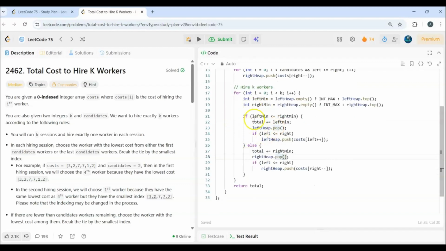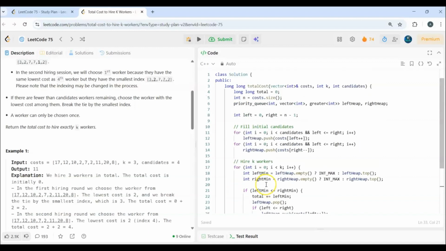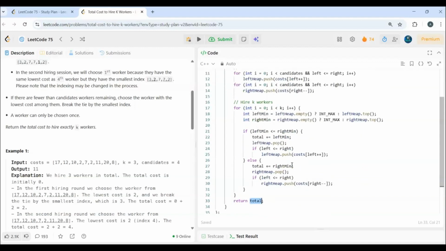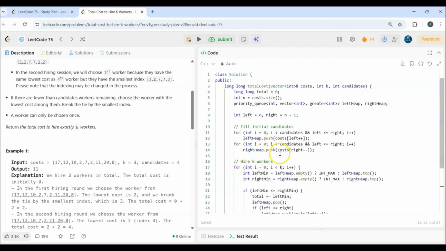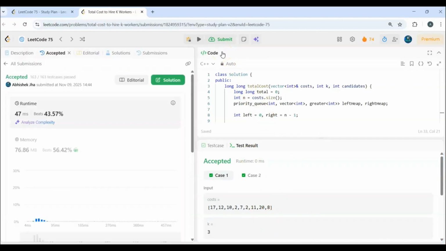And finally, after performing these operations k times, we'll get our total cost to hire exactly k workers, which would be stored in our total variable, and we'll return that total variable. So this is how our optimal approach works. So the time complexity here would be O of n plus k log candidates, and the space complexity here is O of candidates. So let's quickly run this code. It's working, so let's submit. As you can see, this approach gives a successful submission. So let's quickly move on to a time and space complexity analysis.